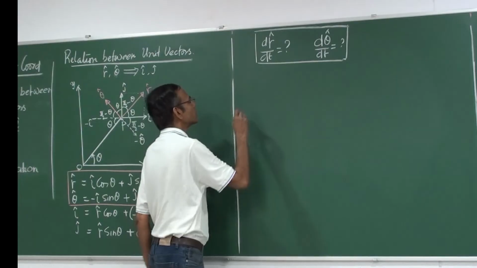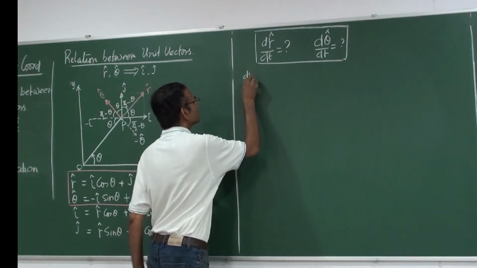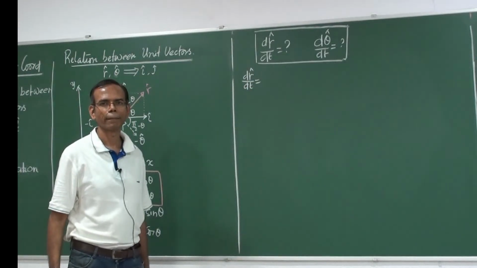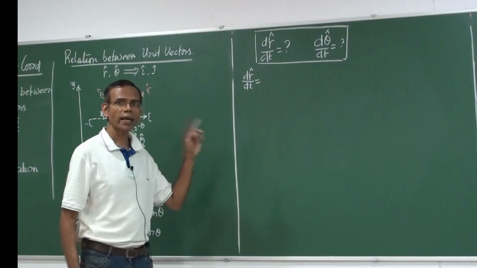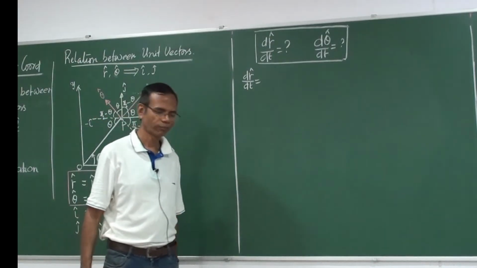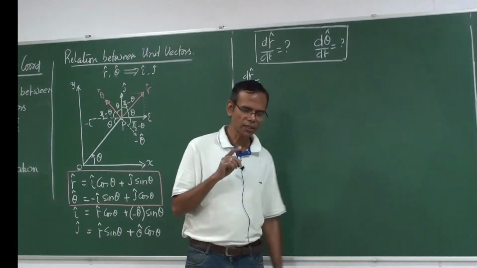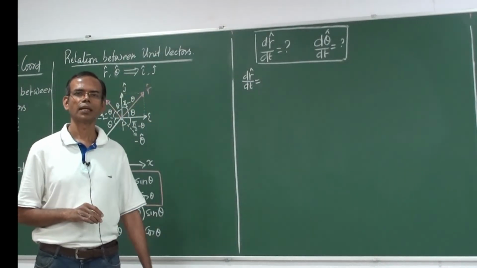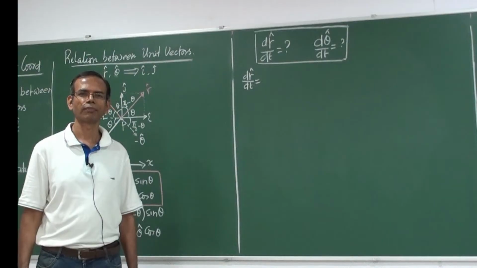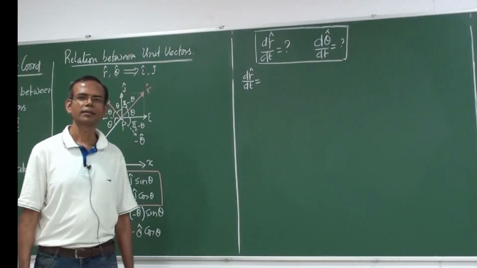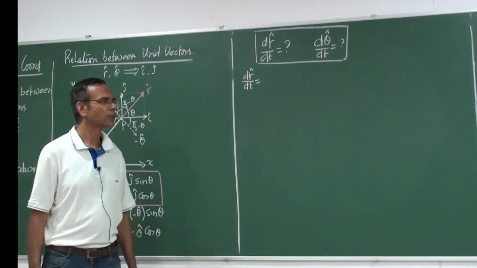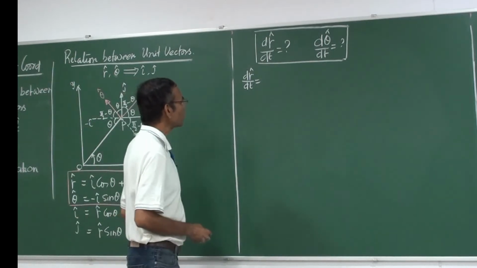So the first one, that is dr cap by dt, how can we calculate that? Any idea? Because r cap is changing with time. And if r cap is changing with time, how to calculate dr cap by dt? That is my challenge. Any answer? Okay, so let us see what we will do.